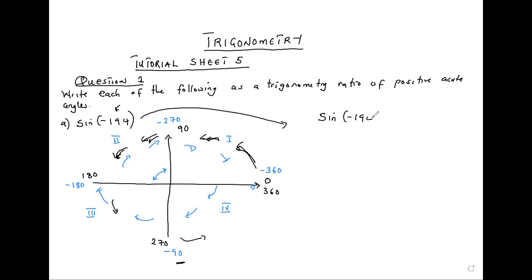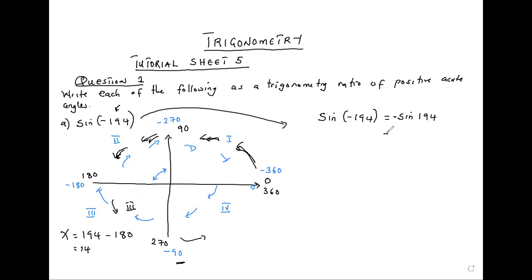So sine negative 194 is the same thing as negative sine 194. Since it's an odd function, the negative can come out. Now we are dealing with 194 that lies in the 3rd quadrant. And now we can get its reference angle by subtracting 194 minus 180 because it's in the third quadrant. So here we'll get 14.